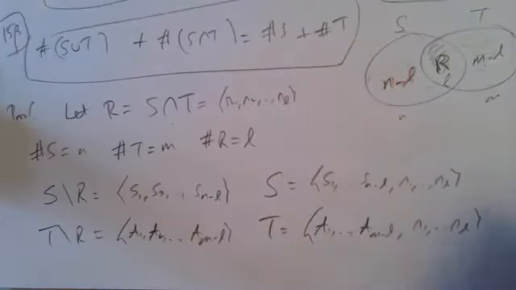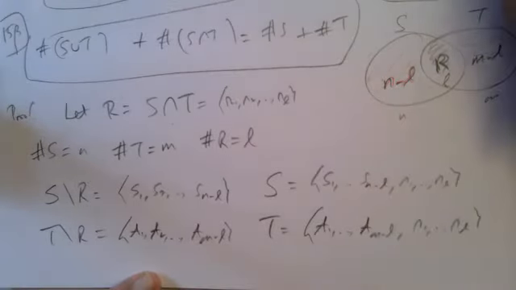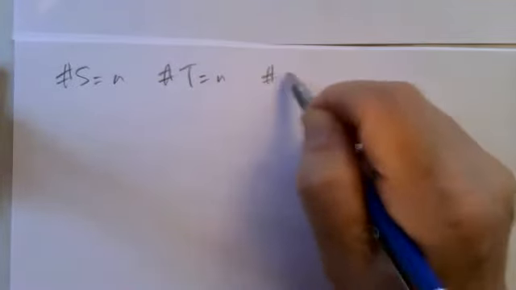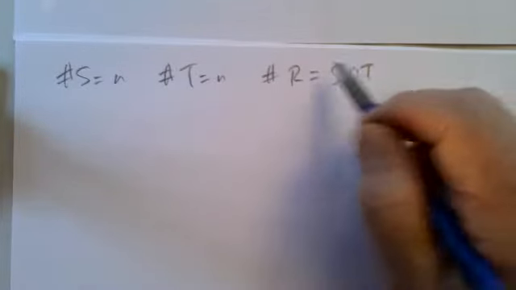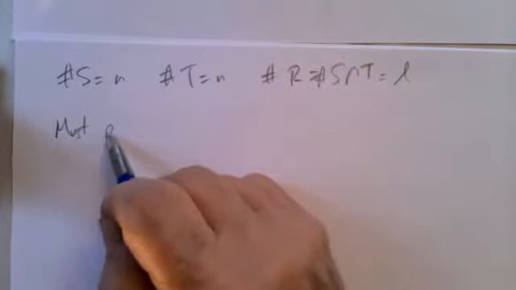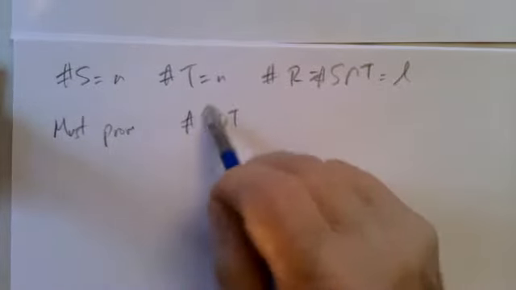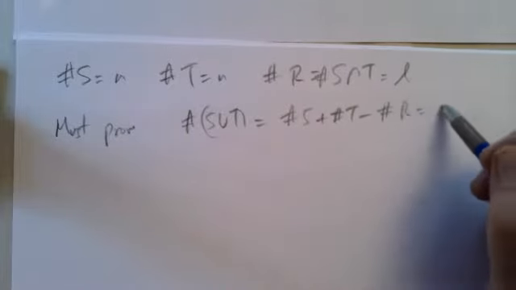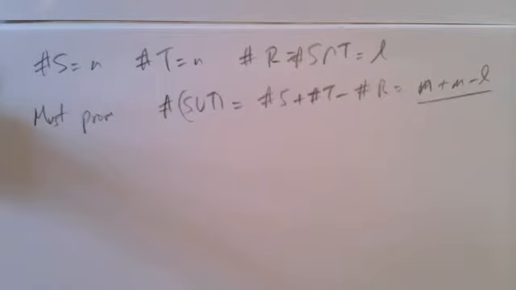Right. This is all sort of prerequisite to doing some algebra. So, let's just recall, size of S is N, size of T is M, size of R, which is the intersection, is L, and we must prove that the size of S union T is the size of S plus the size of T minus the size of the intersection, which is N plus M minus L. We want to prove this formula.